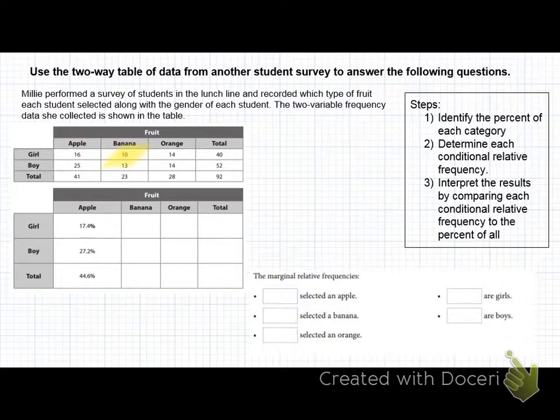We have 10 girls that like bananas, okay? What's the total percentage of students that are girls that like bananas? Okay, so it's 10.9. Good. Next one. What's the total percentage of students that are boys that like bananas? 14.1. Okay, so the next one. What about 23? There are 23 total students that like bananas. So what's the percentage of students that like bananas?